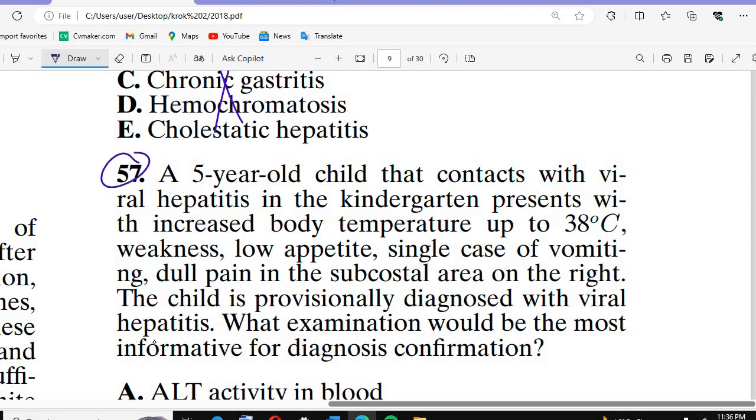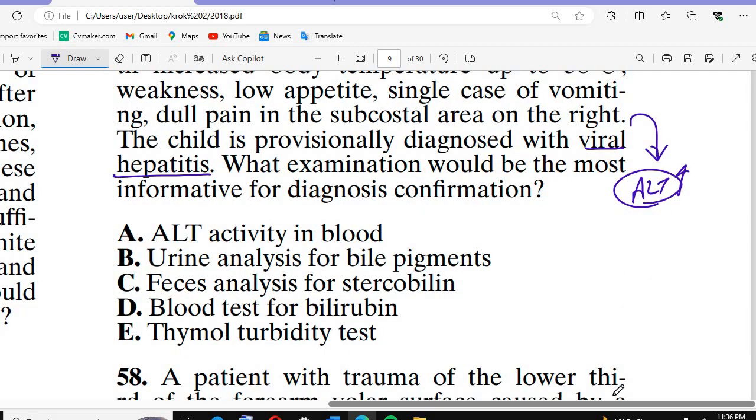Now, this patient has hepatitis in kindergarten, so we have viral hepatitis, and in viral hepatitis we see the ALT activity will be increased. The ALT activity will be increased in case of viral hepatitis. Okay, I think no one has any doubt till now. Whenever there is viral hepatitis, what examination would be the most informative? We do the LFT.